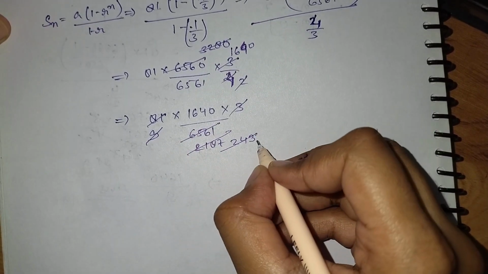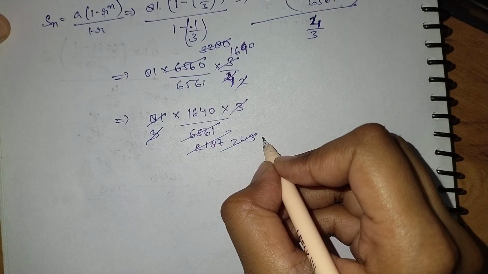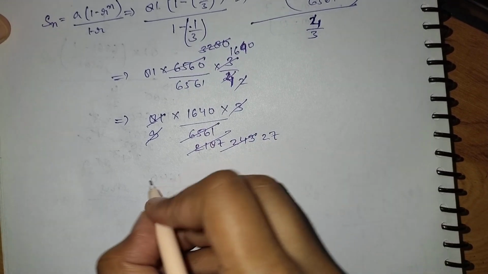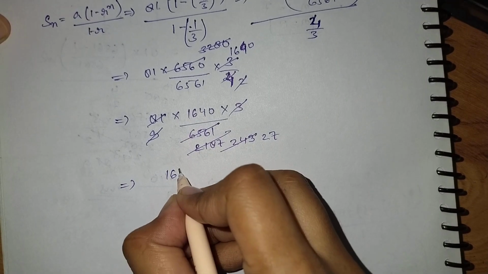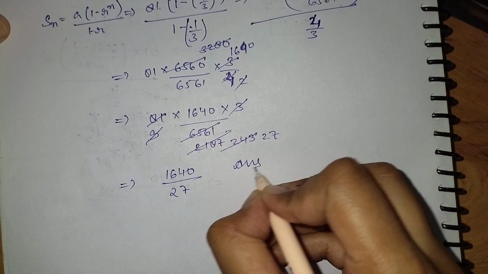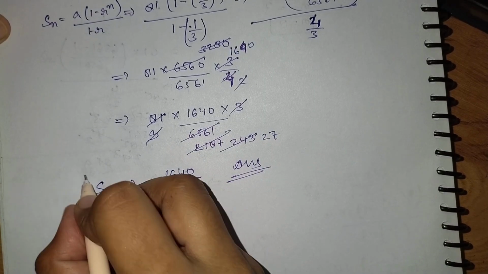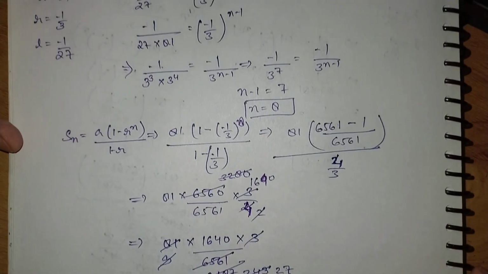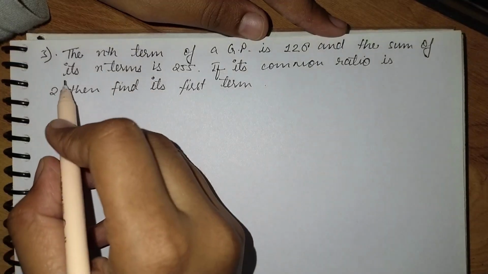Again cancelling this part, we are going to get 18 here. Now 63 will be 27. So we are getting 1640 upon 27 as the final answer in this question. It means the sum of the 8 terms of the given GP is 1640 upon 27, which is the final solution of question number 2 here. Let us solve question number 3.